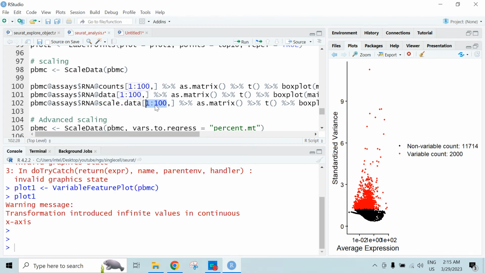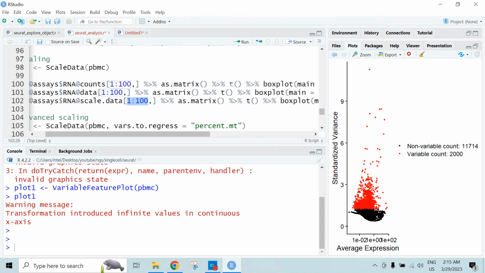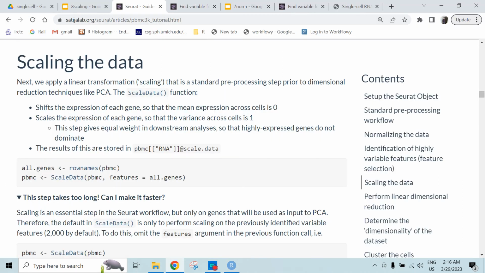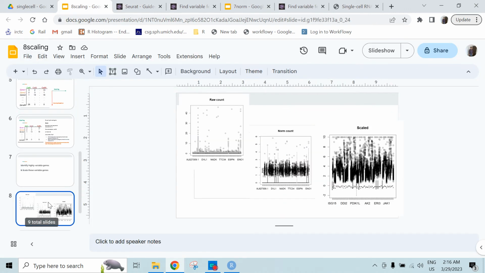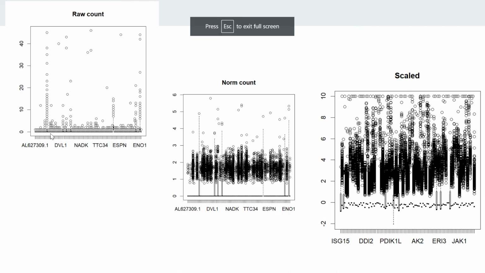And we need to transpose it, because genes are on the rows, so we need to transpose it. I'll show you, I have already made a plot over here. So each axis is one gene. Now this was the raw count, you can see the scale was 0 to 40. After normalization, the gene looked like this.